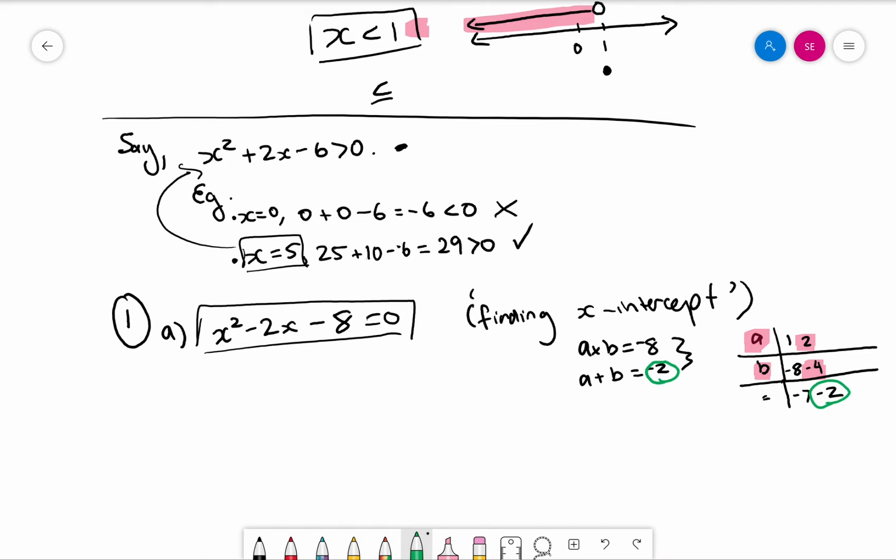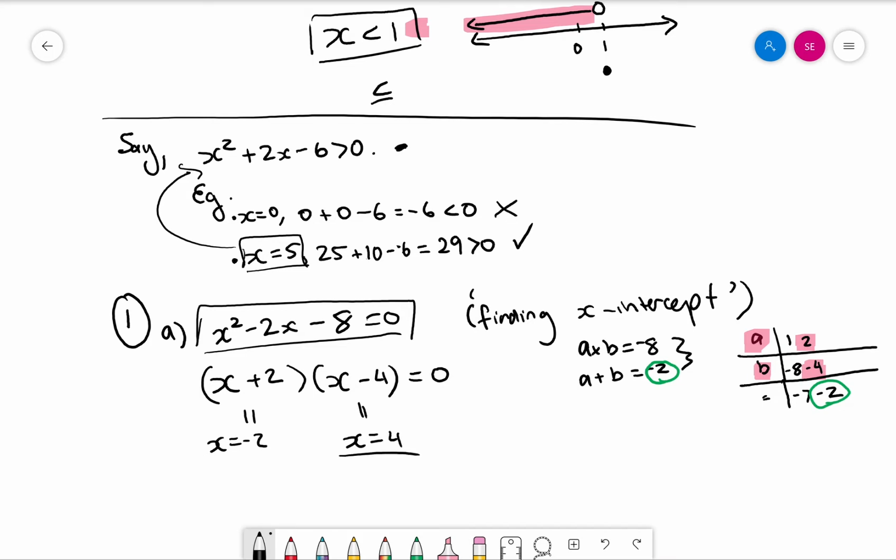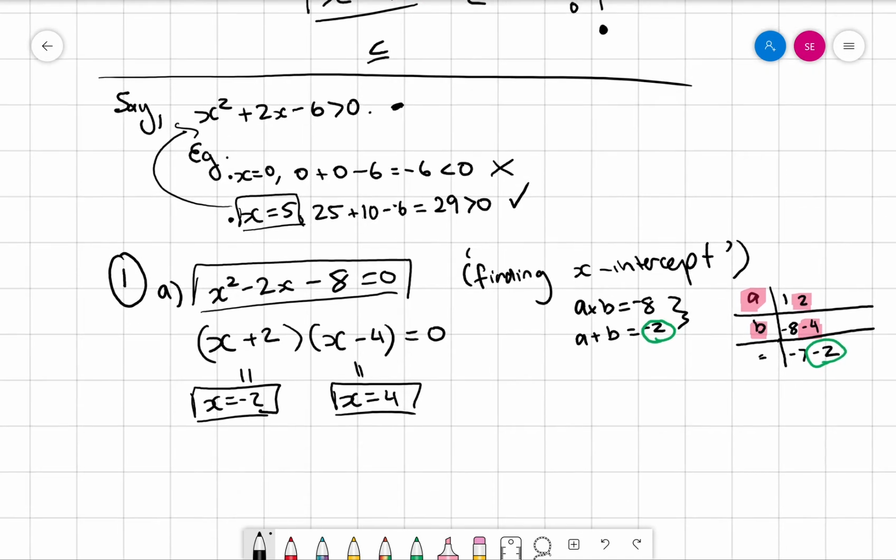Cool. So we'll factorize this, so we get x plus 2, which is our a, and then we've got x minus 4, which is our b, equal to 0. And we know that, therefore, x is equal to minus 2 and x is equal to 4. So that's part A. This is stuff that we've done in past exercises, so it shouldn't be new.